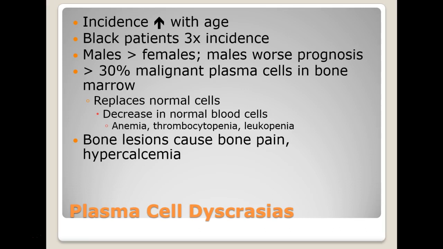What happens is plasma cells replace normal cells in the bone marrow. We see a decrease in all of the cells. So we get anemia, thrombocytopenia, and leukopenia. We also have bone pain and a hypercalcemia issue from that bone involvement.